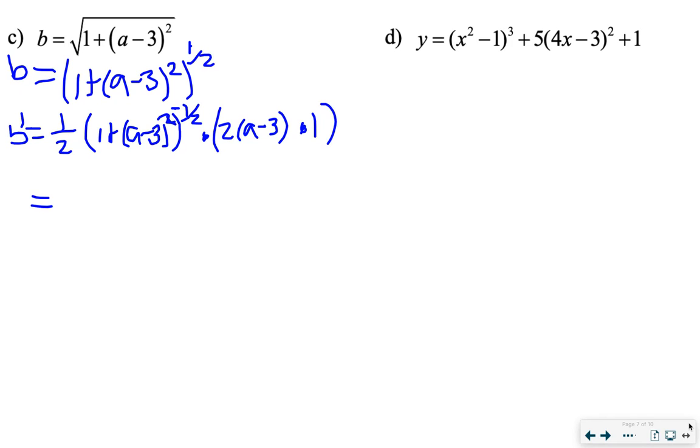Okay, and then we tidy up a little bit. So what do we got there? I think my 2's cancel out. Okay, so I've got a minus 3 all over the square root of 1 plus a minus 3 squared.